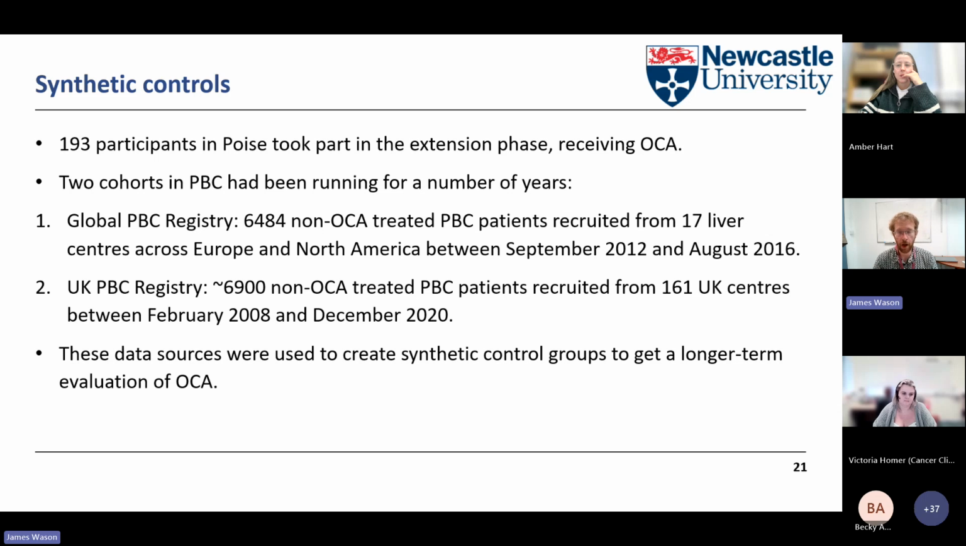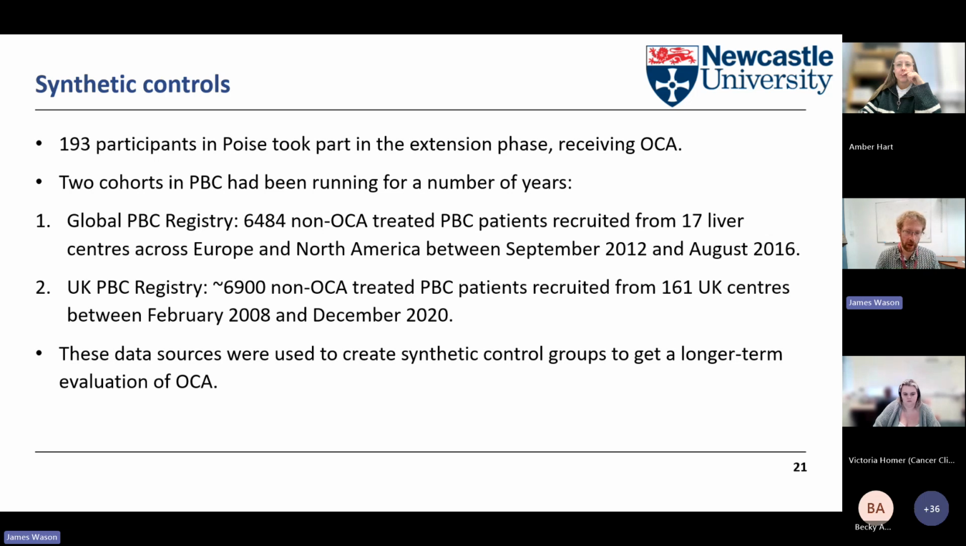And there are still two different registries in this area, one called Global PBC, one called UK PBC, and both have a very large number of patients with PBC who did not receive the drug that was looked at in the trial. So we have a source of untreated patients from the registries and a source of treated patients from the trial. And the idea is to use these registries to create what we call synthetic or external control groups to compare to the long-term outcomes from the trial treated participants to get a longer term evaluation of the drug.